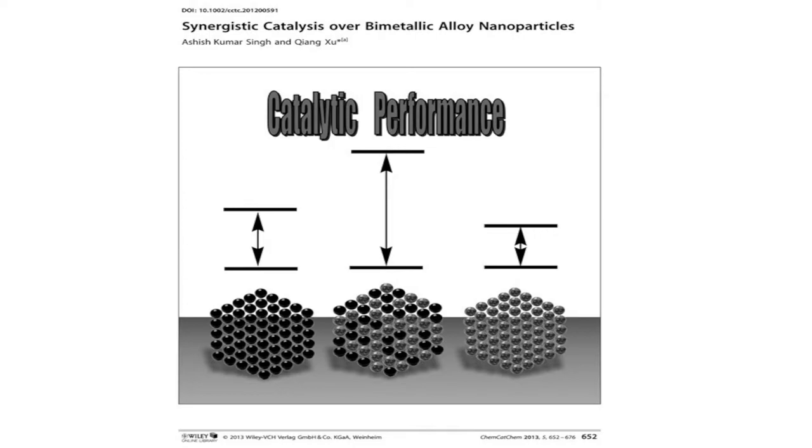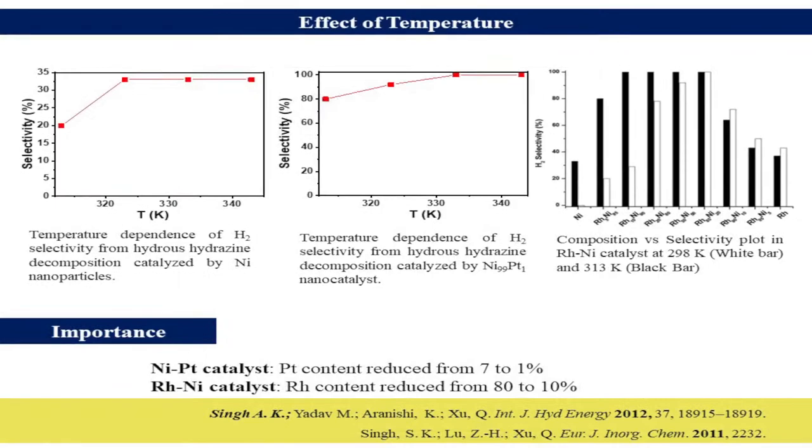Later, we have tried other metal combinations also, so that we can get a much cheaper catalyst, because whatever catalysts we have reported so far are based on noble metals like rhodium-nickel, rhodium-platinum, and iridium. So there is always a search: can we reduce the noble metal content, or can we prepare a noble metal free catalyst or not. Initially, whatever reactions we performed were at room temperature. So next, we tried to change the reaction temperature.